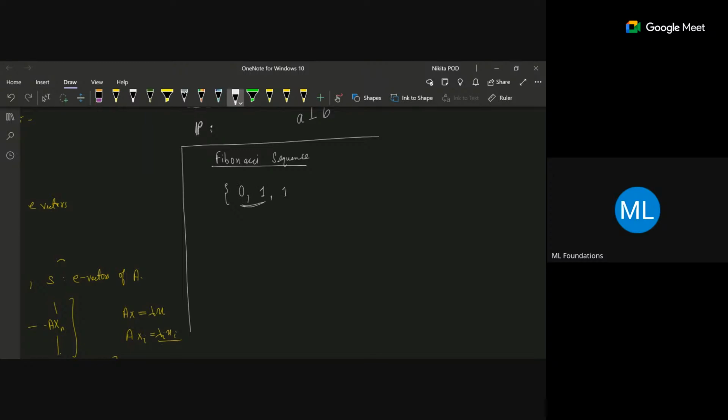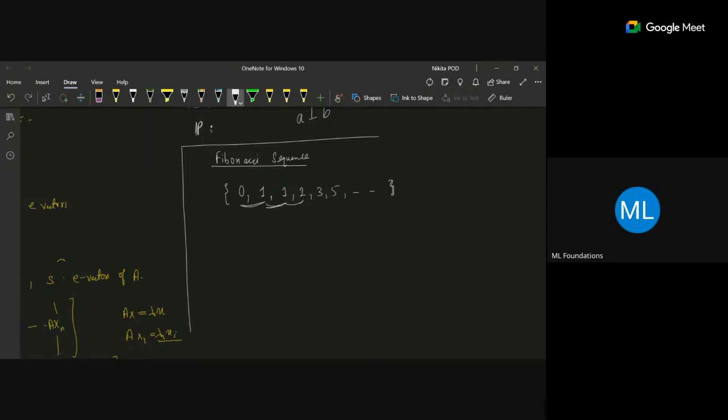So it would be 1. Then the fourth should be the sum of these two, which is just 2. Then the sum of these two, which is 3. So it will go on, keep on going. But this is the sequence. This is a Fibonacci sequence, and we can write it to whatever extent we want.